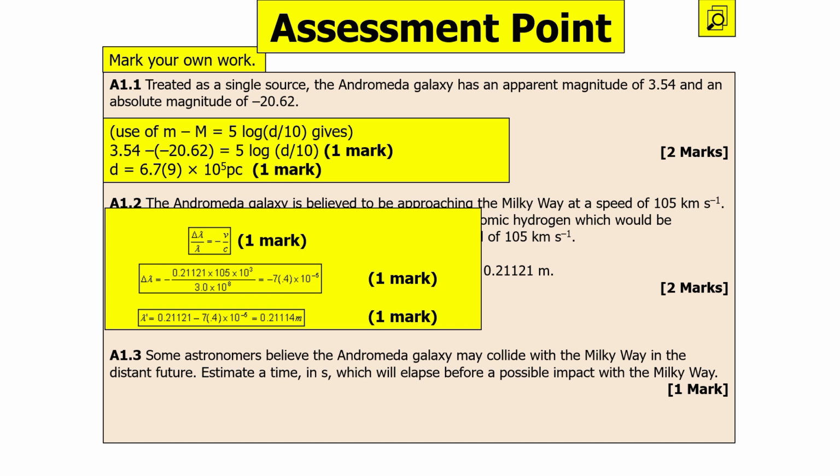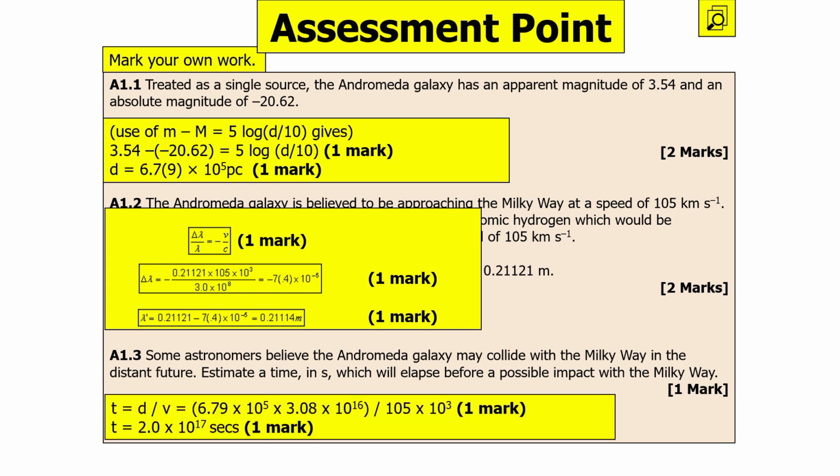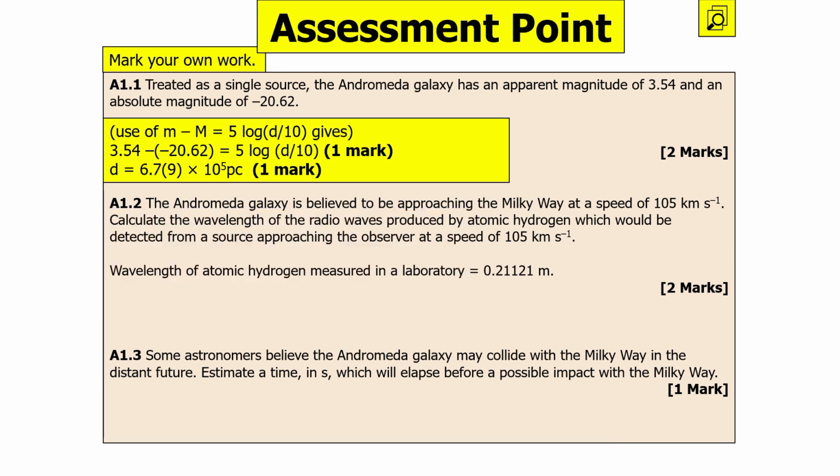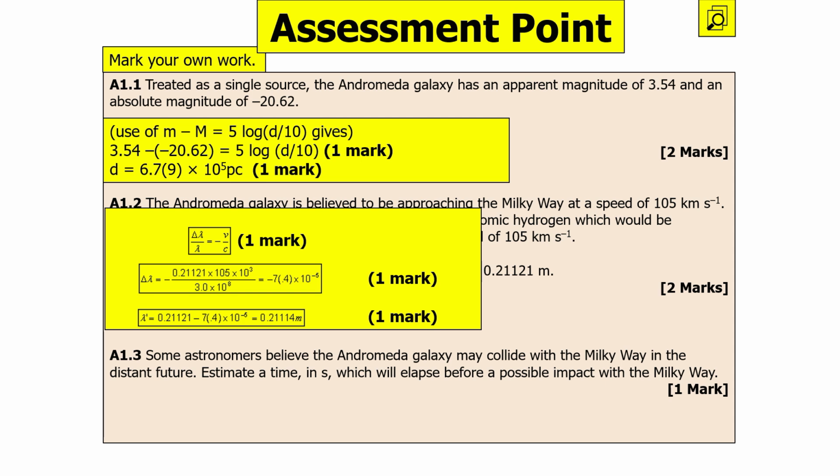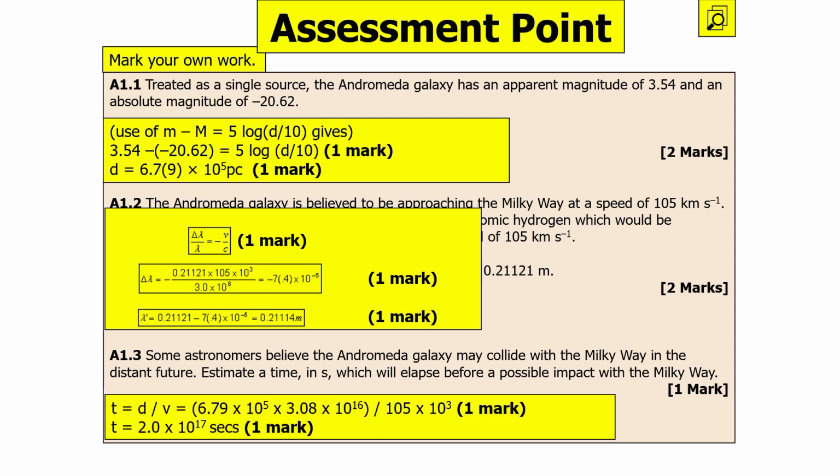In our next question, we know time is equal to distance over velocity, so we can use that equation. Now, to get our value in seconds, we're going to have our distance in meters, so we convert the distance from our value given before. We worked out to be 6.7 times 10 to the 5 parsecs, so therefore we've got to change that into meters by 3.08 times 10 to the 16. We then divide it by the velocity in meters per second, which we know to be 105 times 10 to the 3, because we've gone from kilometers per second to meters per second, so we get 2 times 10 to the 17 seconds.